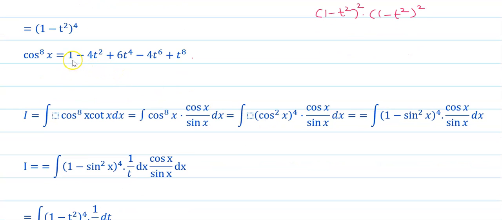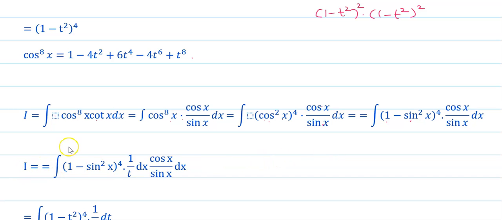Here the integral I is equal to the integral of cos x raised to 8 into cot x dx. What does cos x raised to 8 into cot x mean? Cot is cos upon sin. Again, cos x raised to 8 means cos square x, bracket raised to 4, into cos x upon sin x. And cos square x means 1 minus sin square x, bracket raised to 4. And this cos x upon sin x into dx.